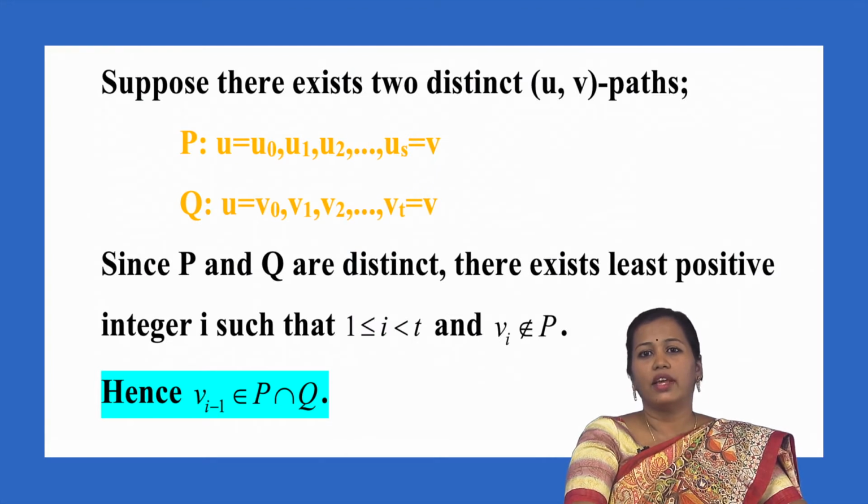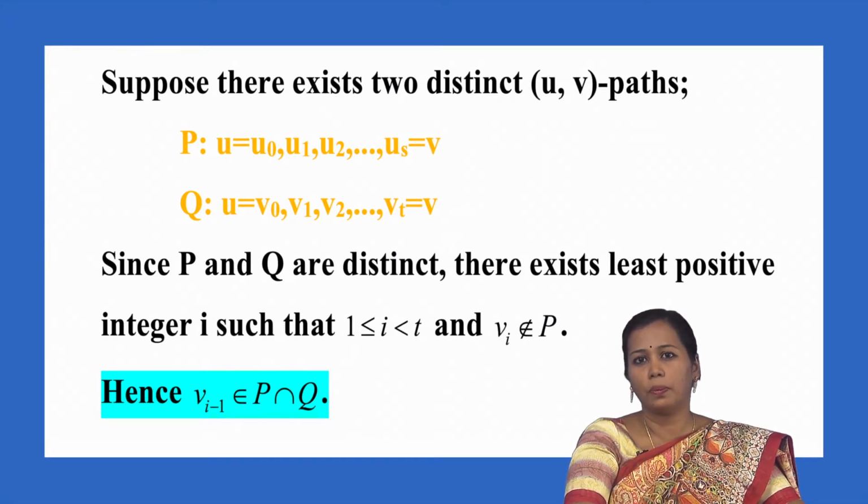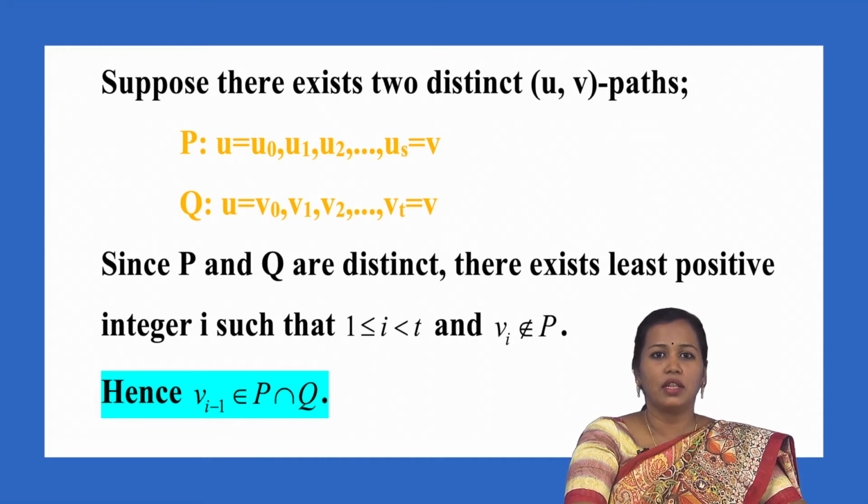Suppose not. There exist 2 distinct uv paths, namely P equal to u0, u1, u2, and so on up to us equal to v, and another path Q, u equal to v0, v1, v2, and so on up to vt equal to v. Since P and Q are distinct, there exists at least a positive integer i such that 1 is less than or equal to i is less than or equal to t and vi does not belong to the path P.